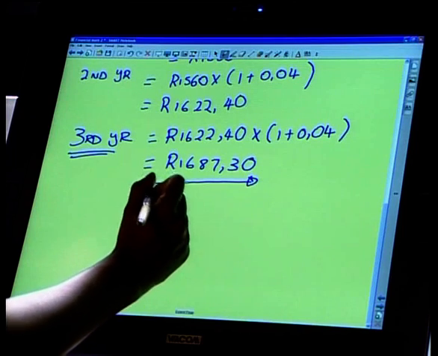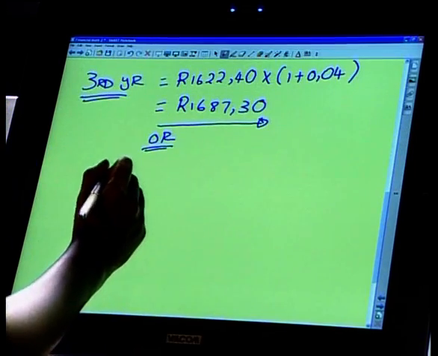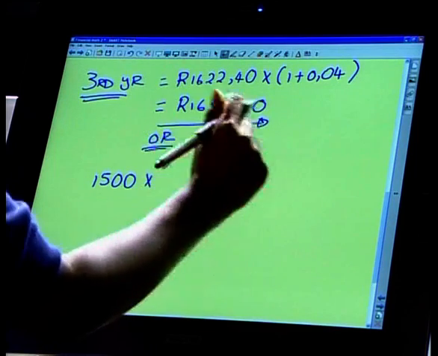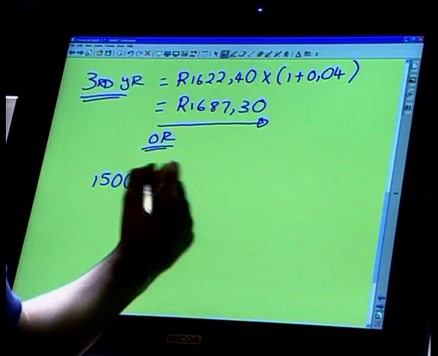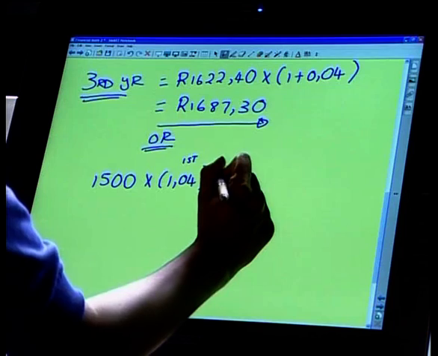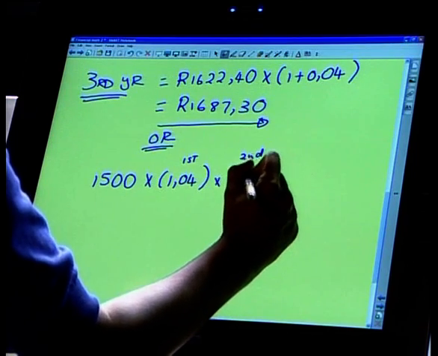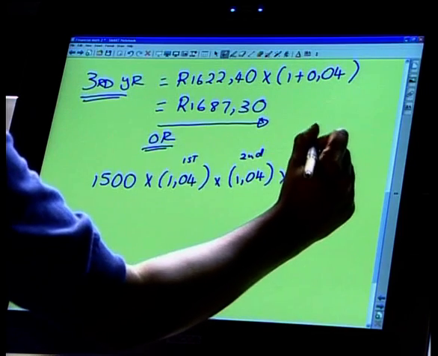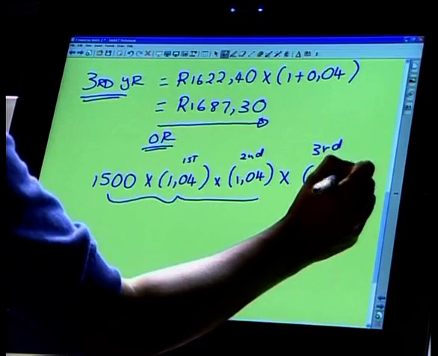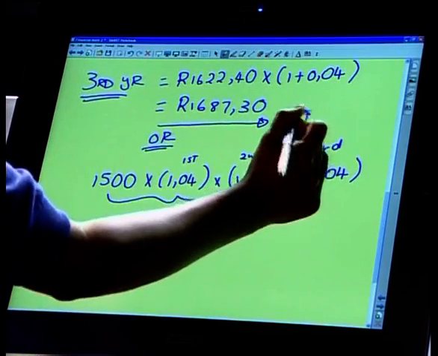Now the other way you could do it, this is all in one line. You could say, well, we know that we start off with 1,500 Rand, and we know that every year this is going to increase by 4%. So straight away we can multiply in every increase. For year 1, it's going to go up by 4%. The second year, it's also going to go up by 4%, so we multiply the previous amount by 4%. And then in the third year, we need to take everything that's happened so far and increase that by 4%.